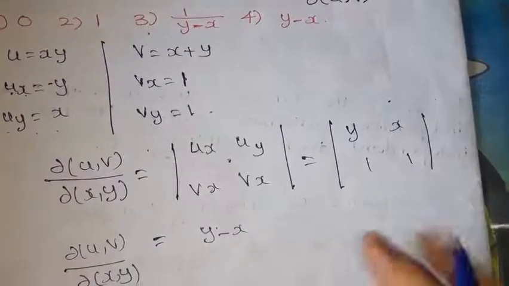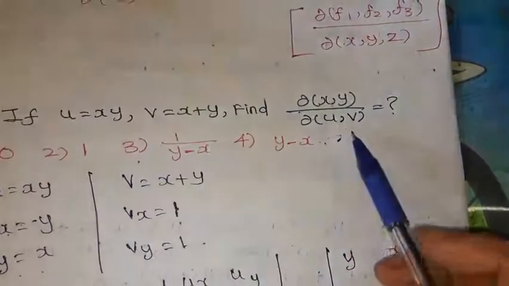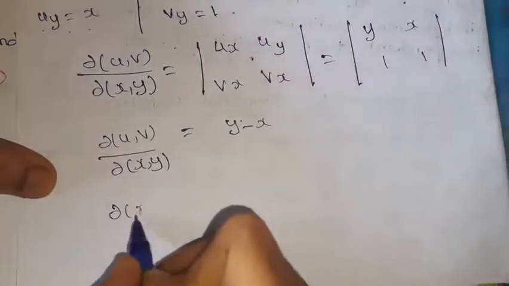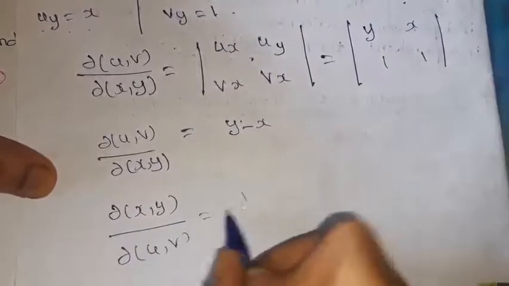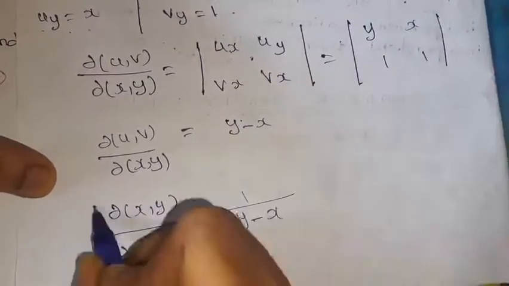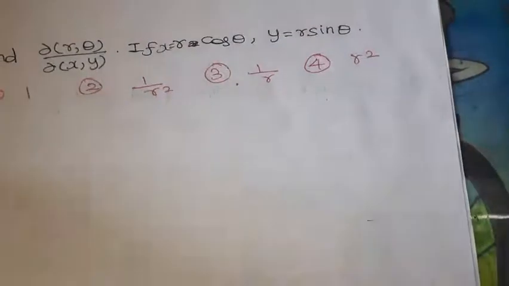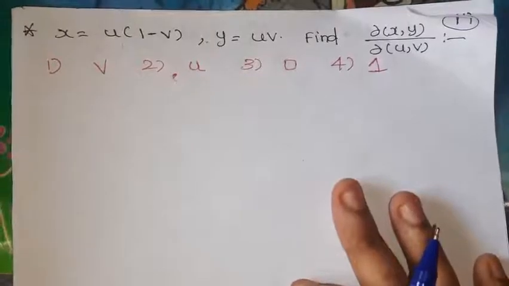But what is in the question? What we need to find is dou of x, y divided by dou of u, v, which is nothing but the reciprocal of this. So just taking the reciprocal, 1 by y minus x is the right answer. So option 3 is the right option for this question. Then we'll move on to the next problem. We'll see x equal to, wait a minute.